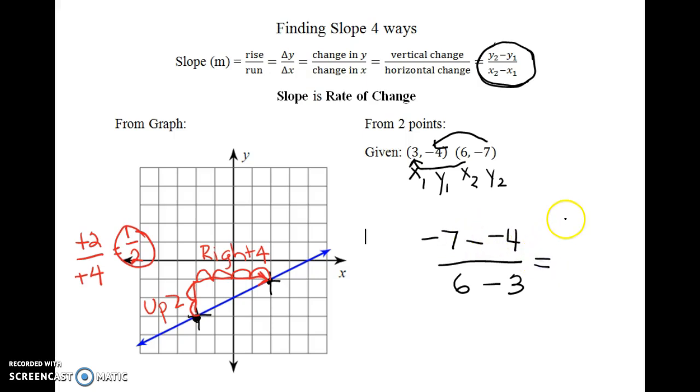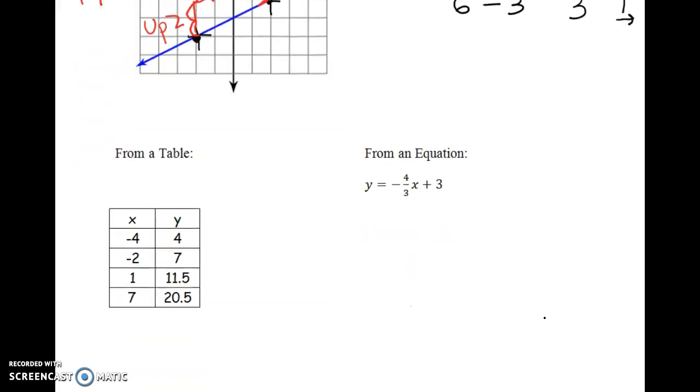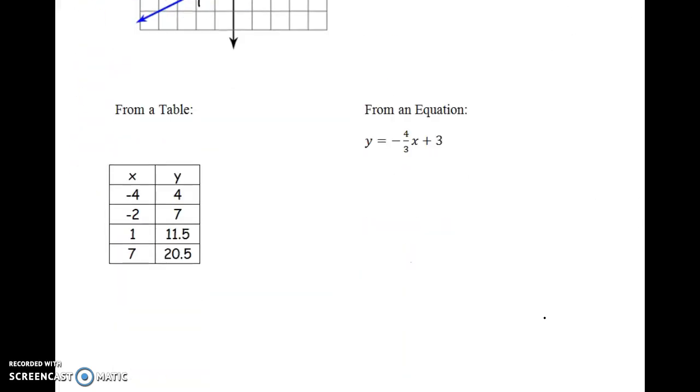When I calculate this out, negative 7 minus negative 4, or negative 7 plus 4, remember that becomes plus, is negative 3. And 6 minus 3 is 3. I can simplify that to be negative 1 over 1. That tells me to go down 1 and to the right 1. Down is a negative motion. Okay? And it's as simple as that. That's our slope. The next way we're going to talk about is from a table.